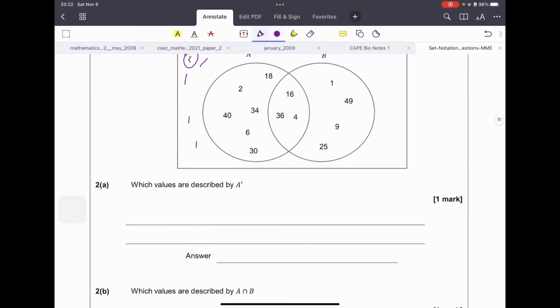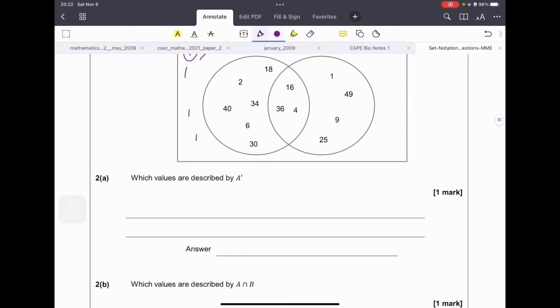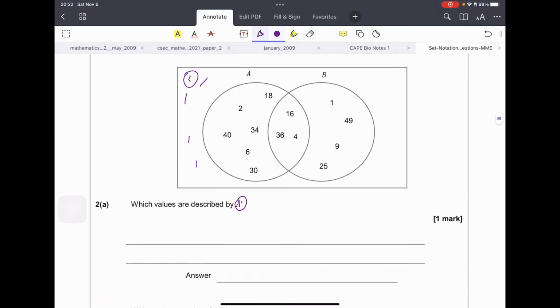So the first question, which values are described by A prime? I love these A primes in this paper, boy. So as you remember, A prime is everything that is not in A. So to get the stuff that is not in A, let's take a look at what is in A. So this is A, this is the circle for A. All of these things are in A. Okay? So that means all of these values are out of this question. So the values that are not in A: 1, 49, 9, 25. That is all.